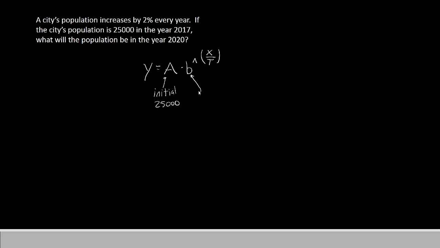Now B is the base. This time we are not doubling in population. All that we are doing is increasing by 2%. So we're going to start from 100%, and we're going to say since we've increased by 2%, we'll say plus 2%. That makes 102%.